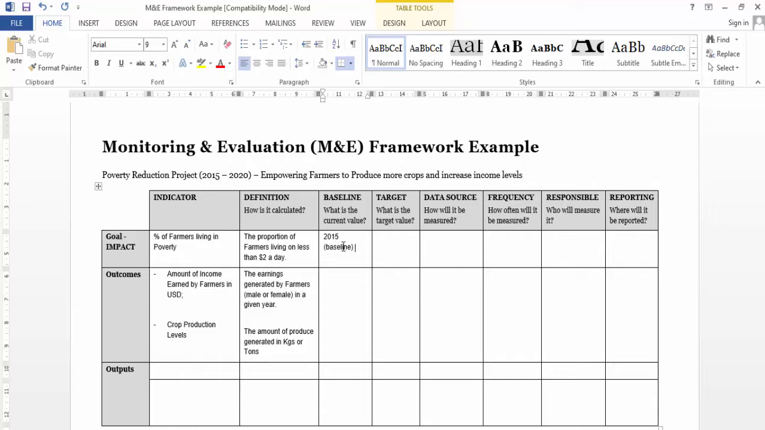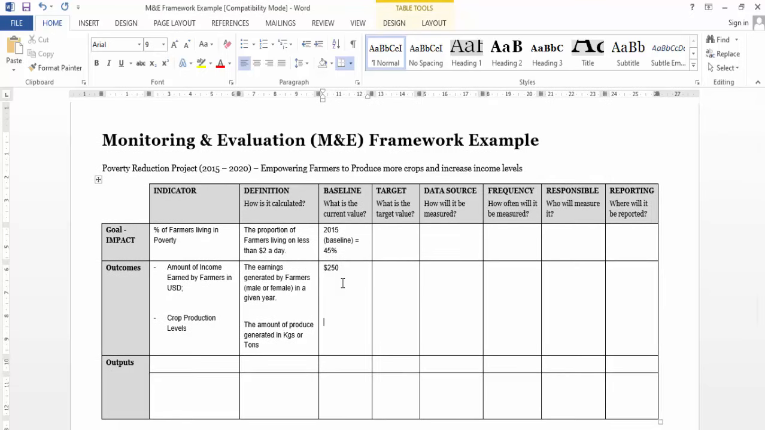So what is the 2015 baseline level? Okay. Baseline percentage. Let's say we had done the baseline survey in 2015. So the baseline survey revealed that out of the sample, 45% of farmers were living in poverty, okay, at baseline level. Then in terms of amount of income earned by farmers in a year, we can say that maybe farmers earn on average $100, or okay, maybe let's say $250. Okay, so just so that we have an example. Then what is the amount of produce generated in kgs? We can say these farmers were able to generate 1,000 tons.